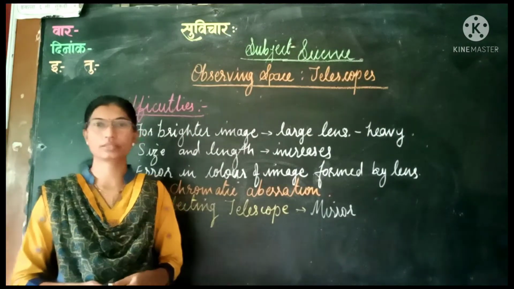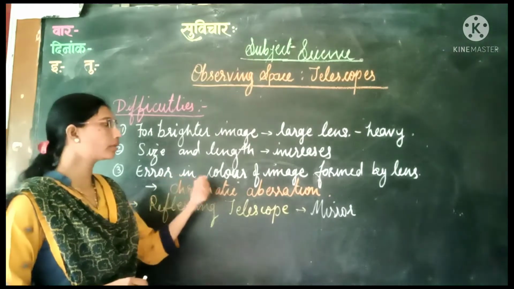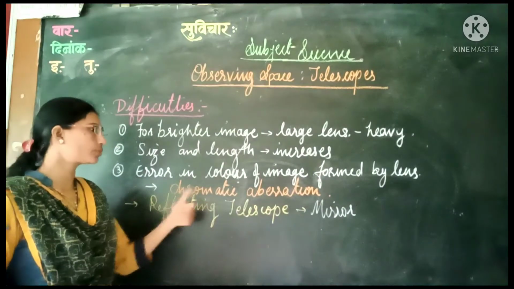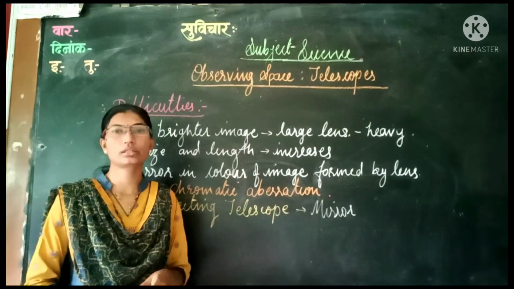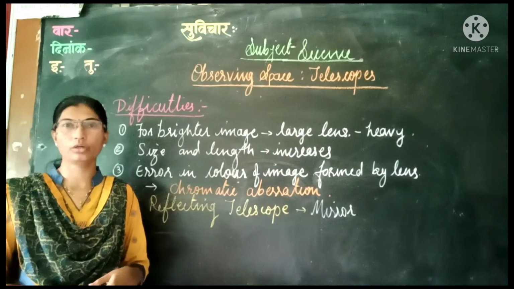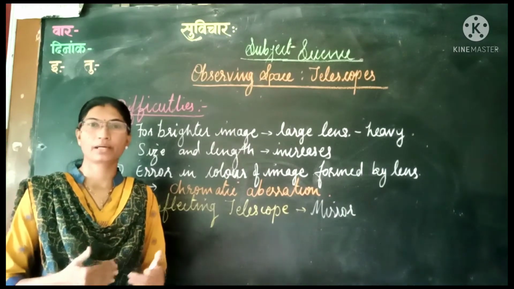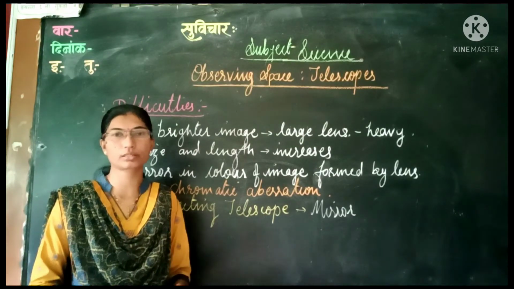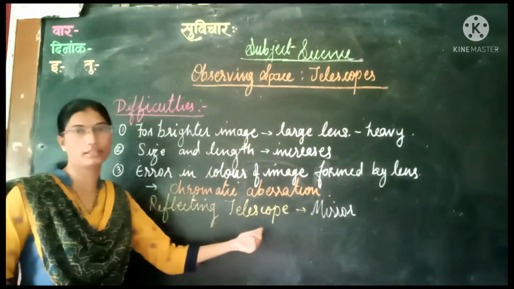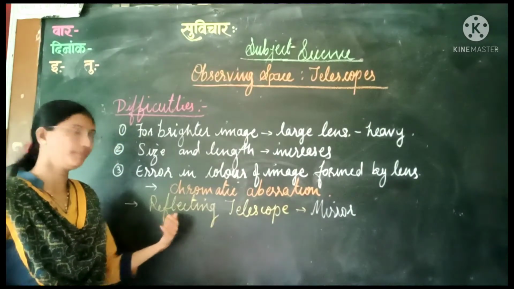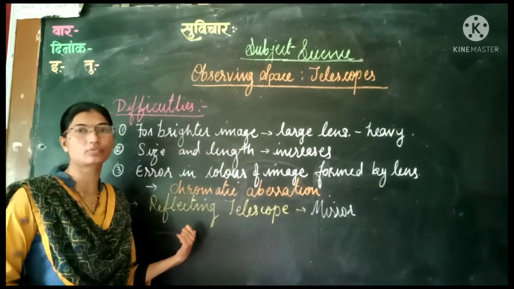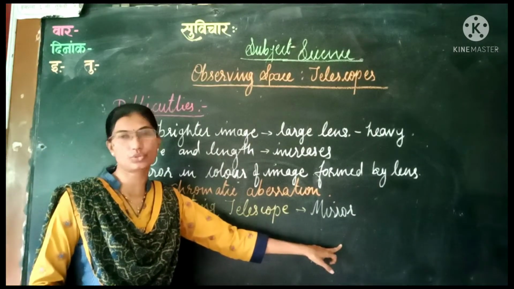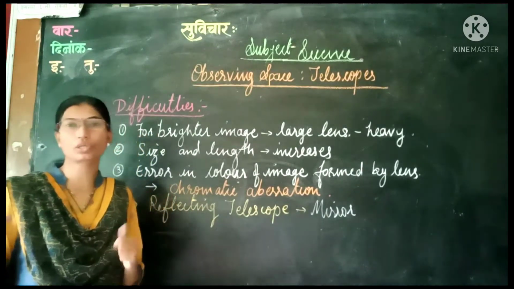Another difficulty is that there is an error in the color of the image formed by the lens, and this error is known as chromatic aberration. So these are the difficulties or problems which occur due to the use of the refracting telescope. To solve these problems, we shift from the refracting telescope to the reflecting telescope. As the name says, reflecting telescope, reflection takes place from a mirror. That's why in the reflecting telescope we use a mirror instead of a lens.